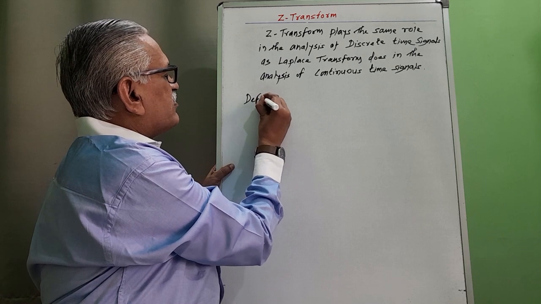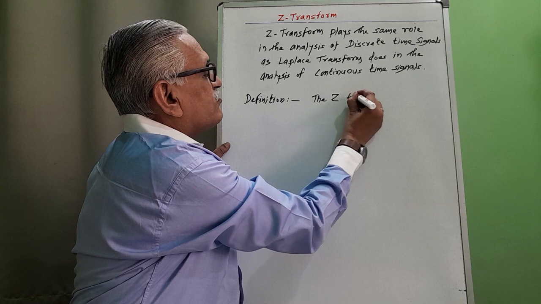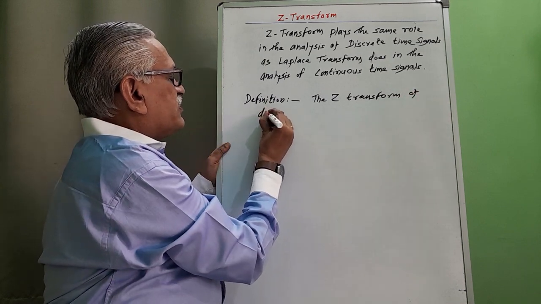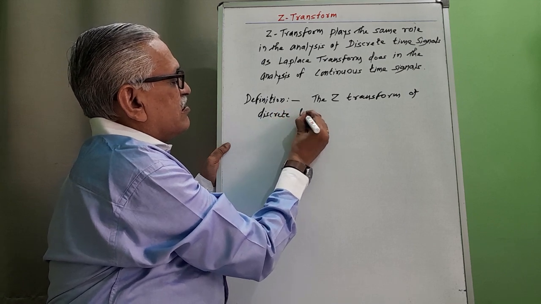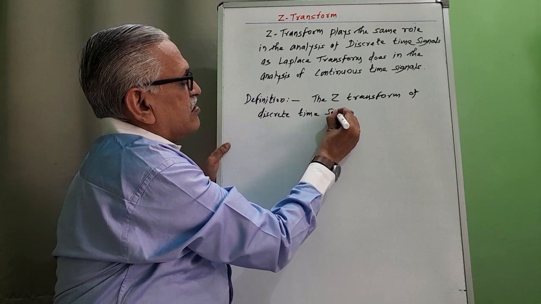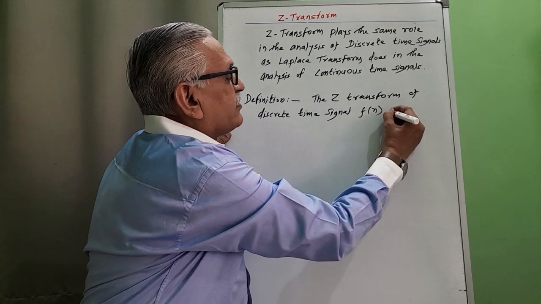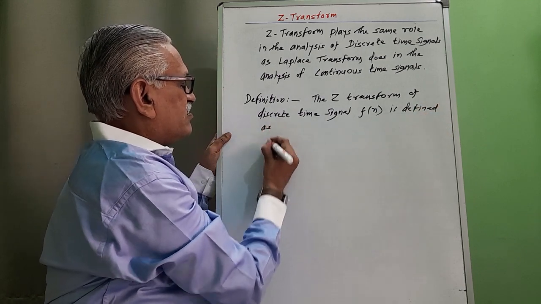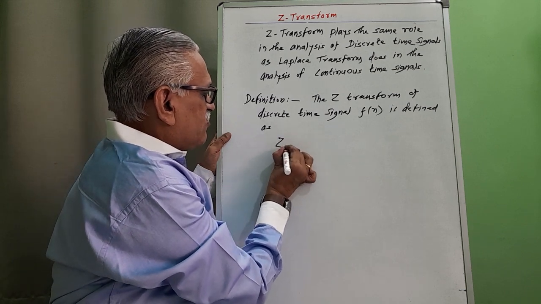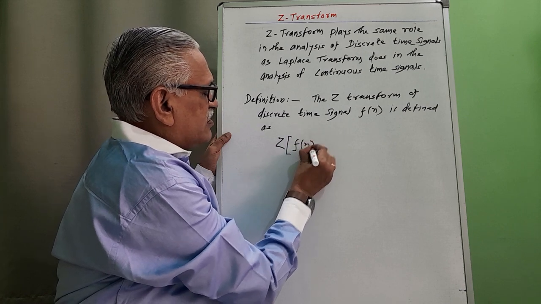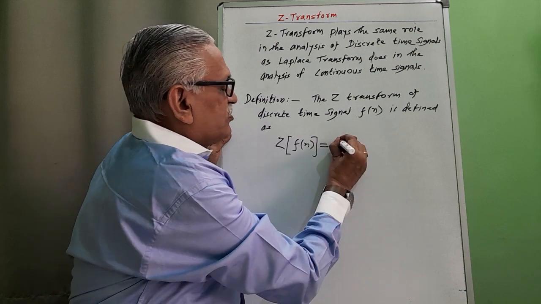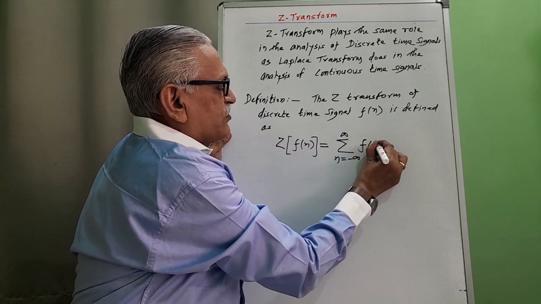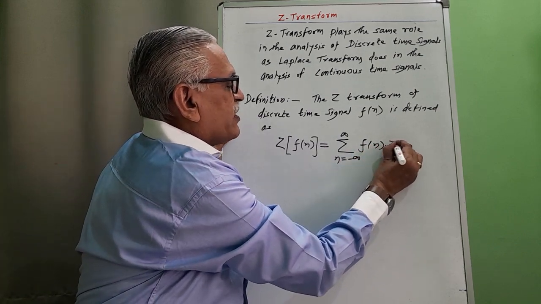Therefore, definition: Z transform of discrete time signal f of n is defined as, the Z transform of that discrete time signal is given by or obtained by summation of n from minus infinity to plus infinity f of n, that function f of n, multiplied by z raised to minus n.